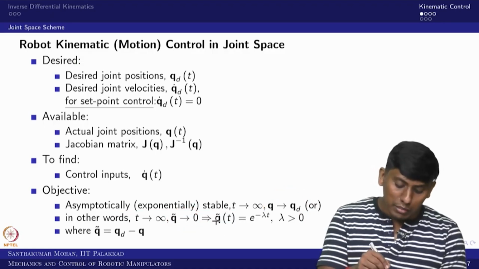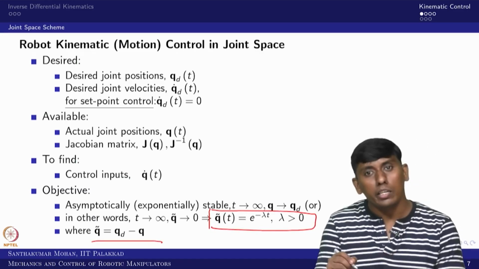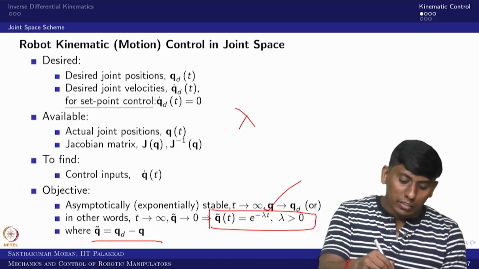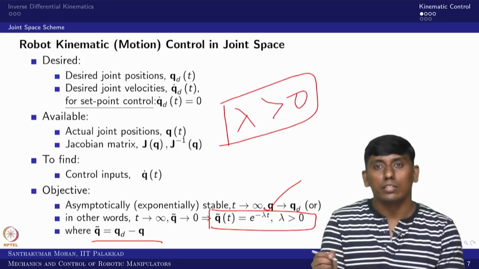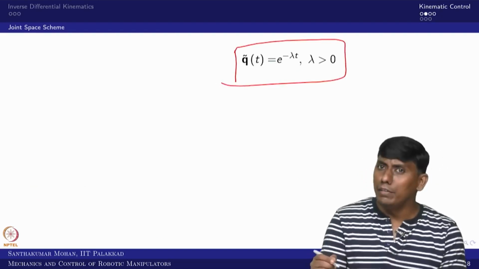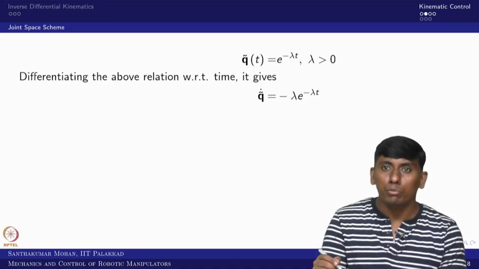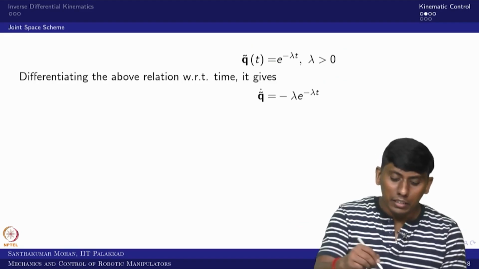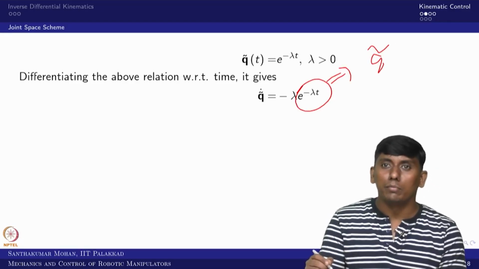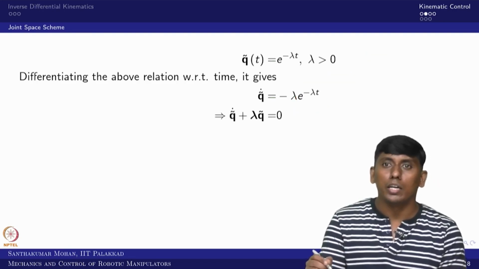So q tilde we defined in this way, where q tilde is defined as q desired minus q. This can be incorporated, provided lambda is a positive constant. Now in that case, we take this and differentiate it. So what will come? q tilde dot equals minus lambda times e to the power of minus lambda t. But what is this? This is nothing but q tilde, right? So now we can substitute that. Then I rewrite. So what happened? q tilde dot plus lambda q tilde equals 0.